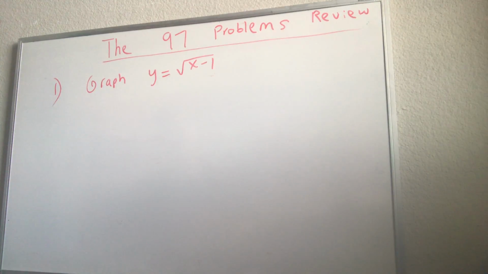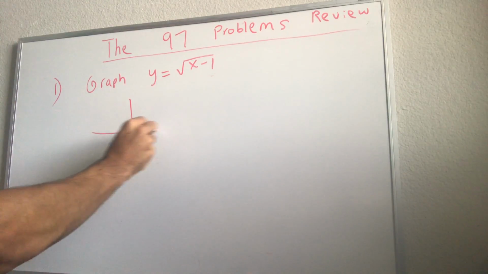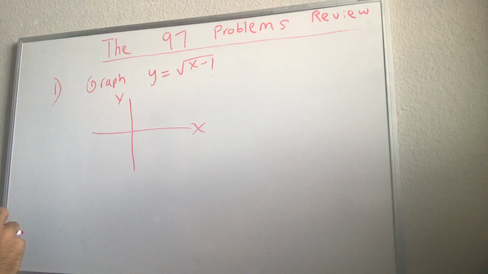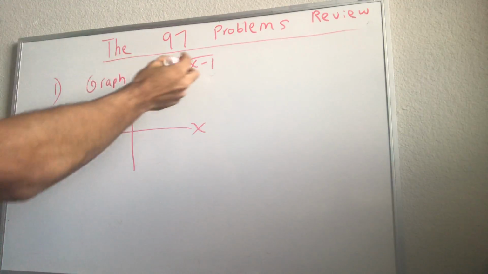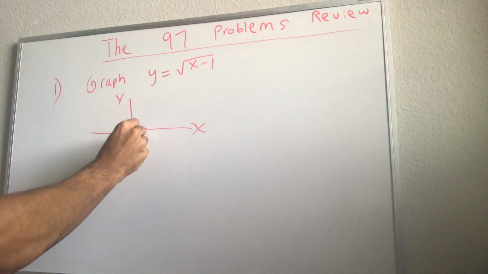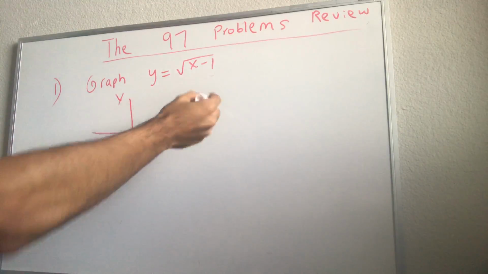So here the first problem states: graph y is equal to the square root of x minus 1. And so again, more about graphing functions. And again, to familiarize yourself, this is your x-axis, this is your y-axis. And so really we're plugging in points. So obviously if we place 1 here, we should see that we have a point here. This is (1, 0). Similarly, we will be plotting more points.